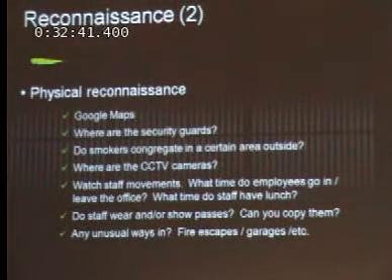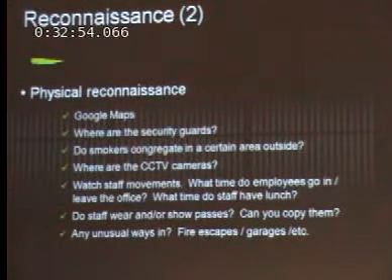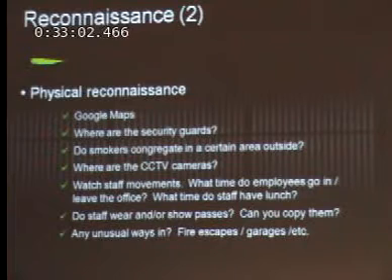If you're going to do a physical social engineer, a good place to start is Google Maps. Try and establish what's going on around the building you're trying to get into, but you are going to have to go to the building as well and case it out and look for ways that you may be able to get in. So you're going to have to look for things like, where are the security guards? Do smokers congregate in a certain area outside?